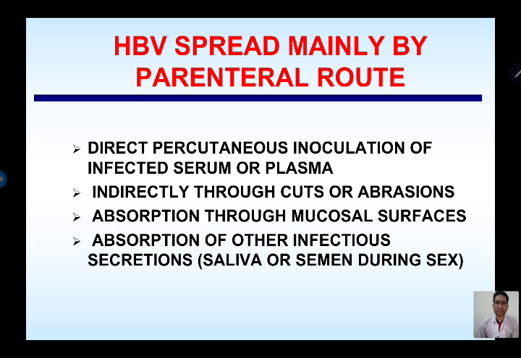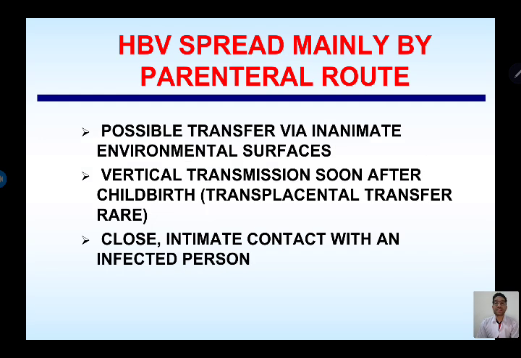Directly, by percutaneous inoculation of infected serum or plasma; indirectly, through cuts or abrasions, absorption through mucosal surfaces, and absorption of other infectious secretions, saliva and semen, during sex. Hepatitis B spreads mainly by the parenteral route. Possible transfer via inanimate environmental surfaces, vertical transmission soon after childbirth, transplacental transfer (rare), and close intimate contact with an infected person.